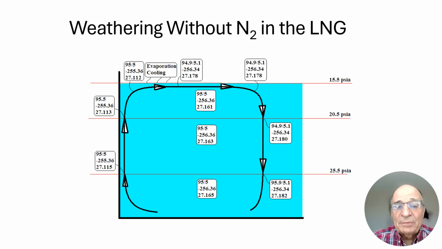When evaporation takes place at the top, we have less methane, more ethane, and this becomes more dense, 0.178 being more dense than 0.161. So this now drops to the bottom of the tank and the circuit starts all over again. And this is a normally circulating tank that does not have nitrogen in it. And you can see how this will continue to occur as this gets warmer on the sides, evaporates on the top, drops to the bottom, and continuously has a convection current taking place within the tank.